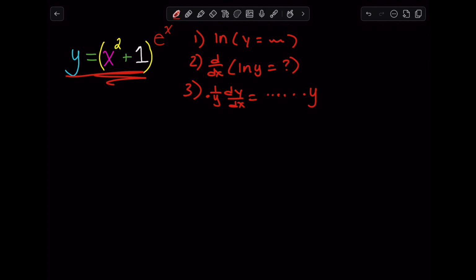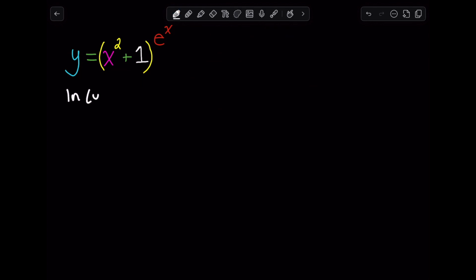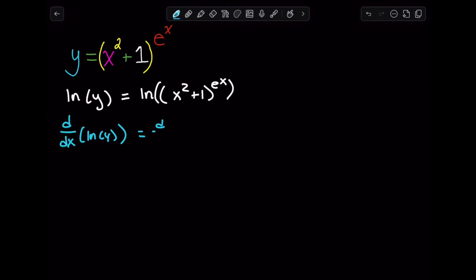For our final answer. So let's apply the first step here and apply the natural log to the entire problem statement. We have ln of y equals ln of x squared plus 1 to the power of e to the x. Followed by the second step, which is going to be taking the derivative of the entire statement we just wrote out. So taking the derivative of ln y equals the derivative of ln of x squared plus 1 to the power of e to the x.